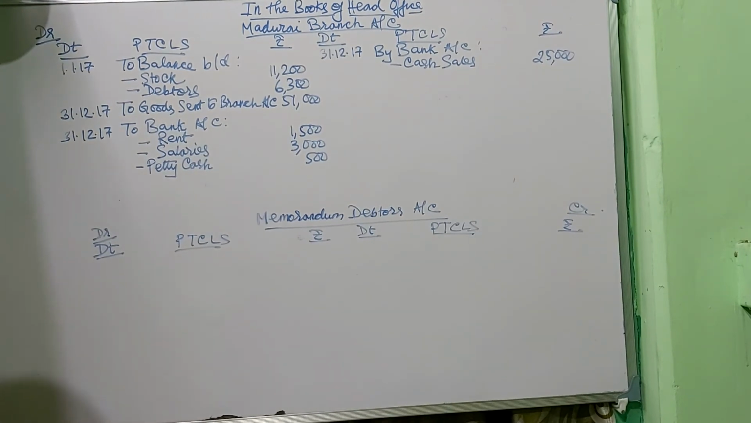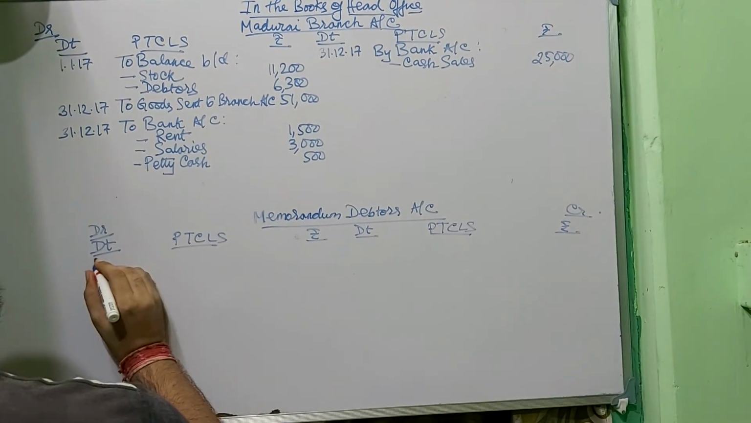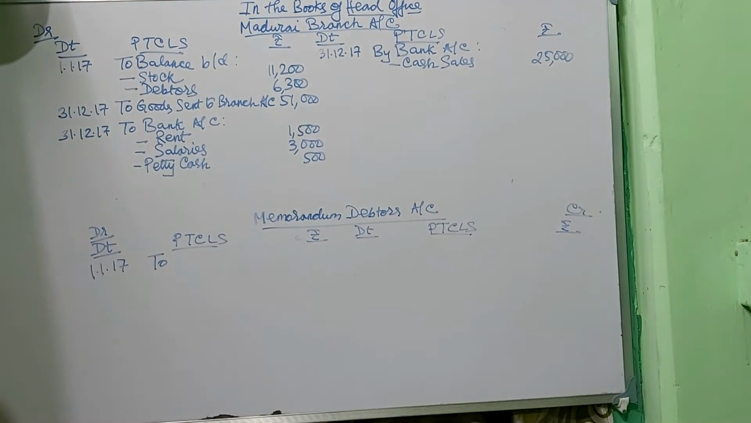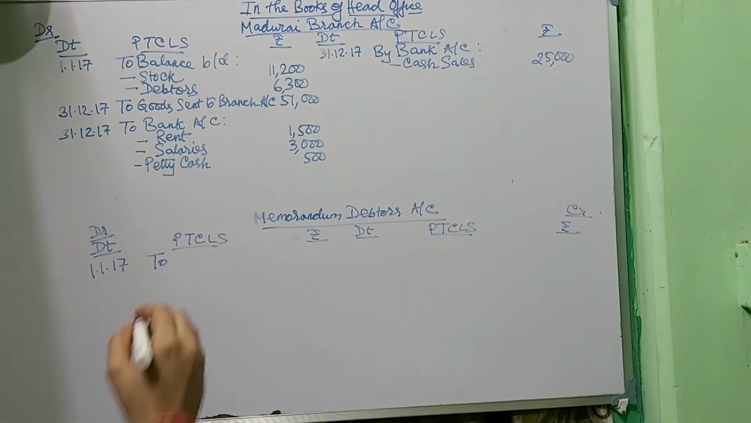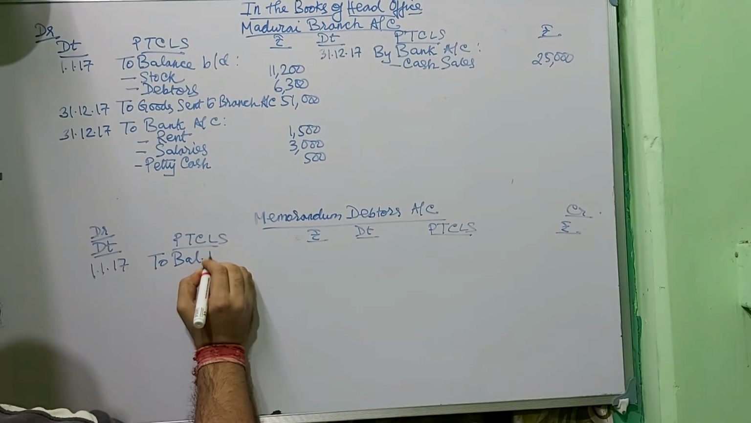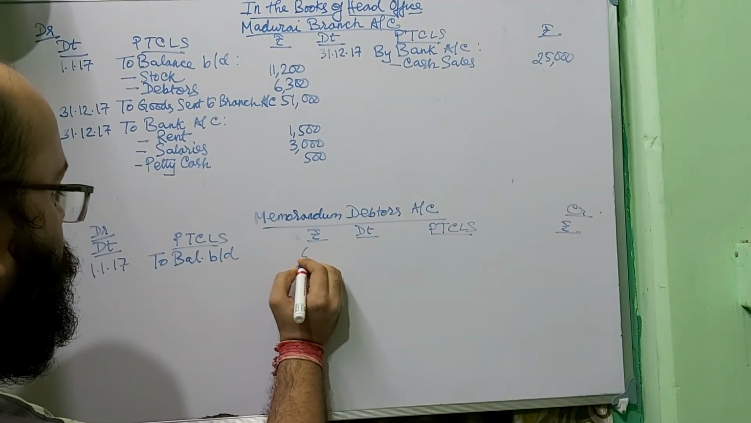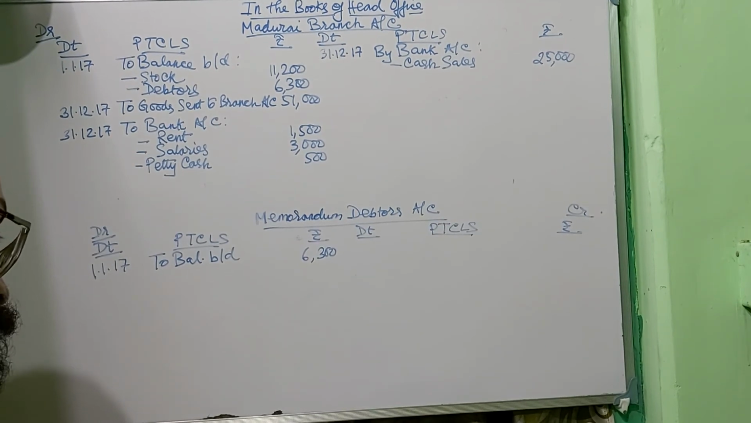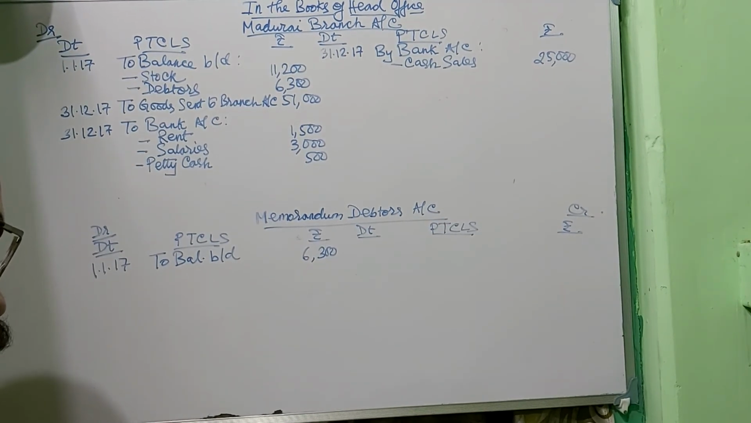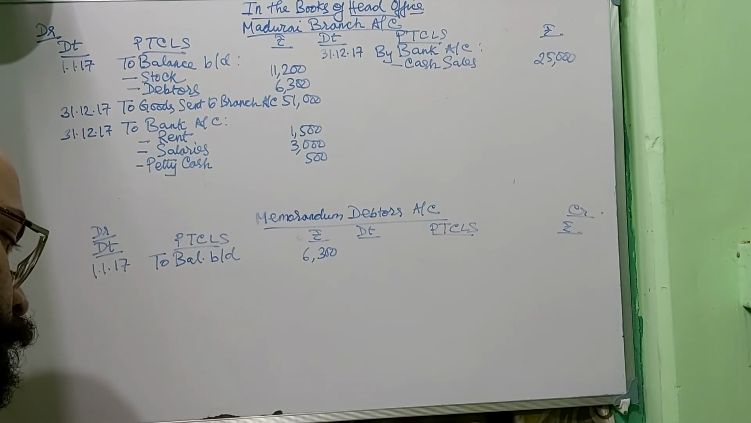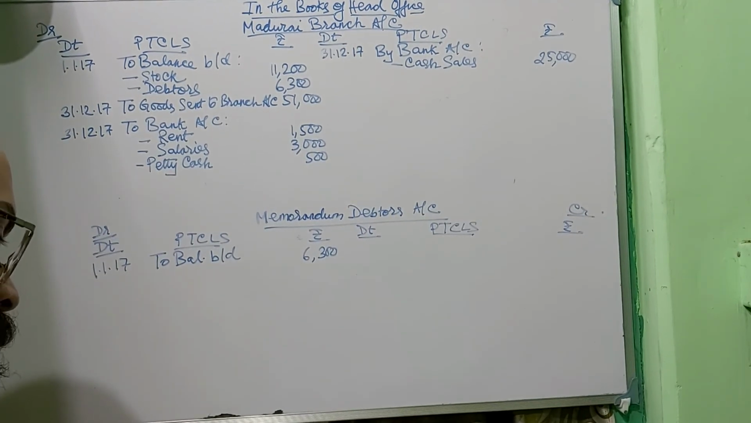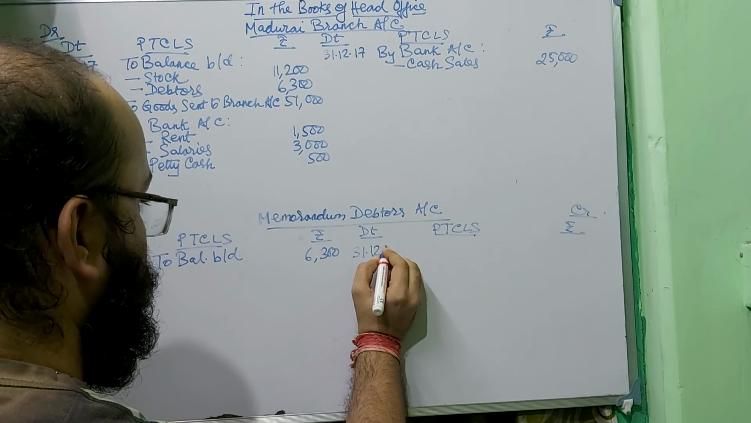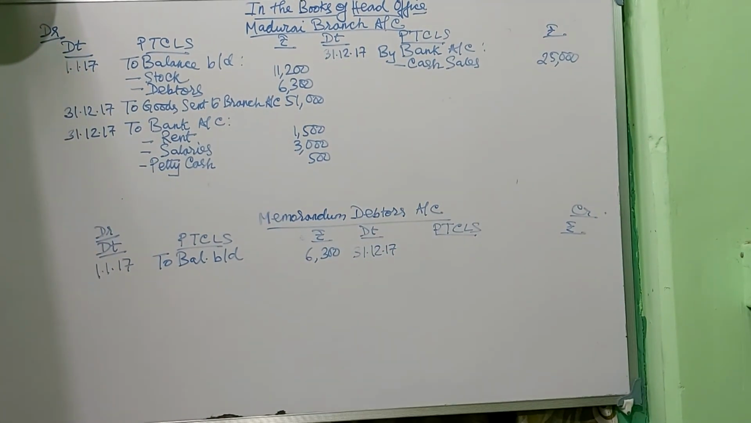Okay, so in that case, the debtors balance has been given. The opening balance is 1,117, to balance b/d. How much? 6,300, right? The closing balance and the cash received from debtors have been given. The cash received from debtors is 41,200. So the closing balance on 31/12/17. Cash received from debtors means you are receiving the cash.